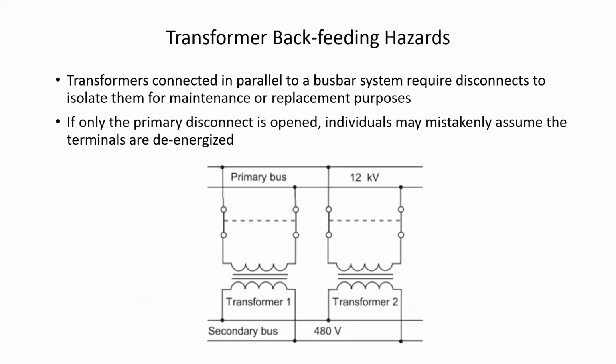Now, something to consider is that when transformers are connected in parallel, they require disconnects. They require disconnects to isolate them for maintenance or replacement purposes. If only the primary disconnect is opened, individuals can mistakenly assume the terminals are de-energized. And so often you'll get disconnects on the secondary as well, but the primary is really what the absolute minimum standard is. And you will always have to have disconnects on the primary of any transformer installation. So let's see what this hazard is that they're referring to.